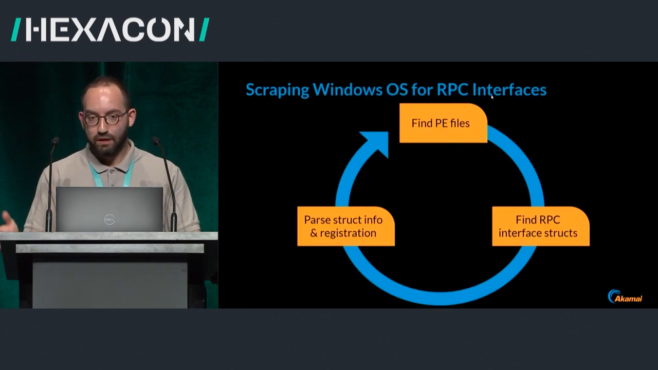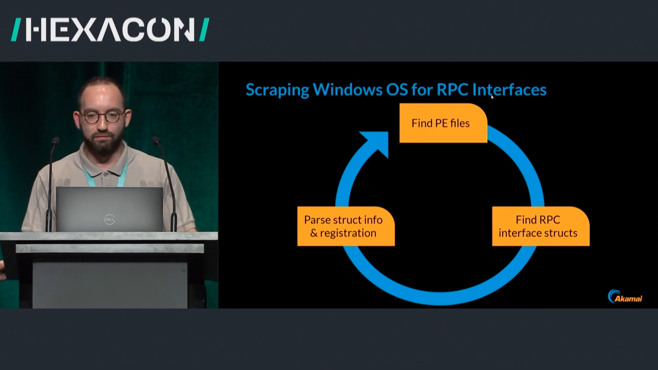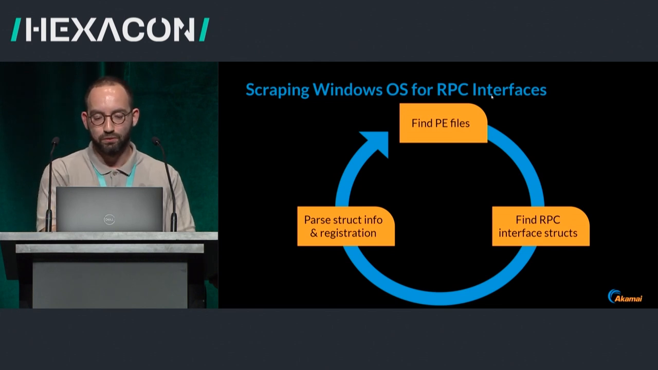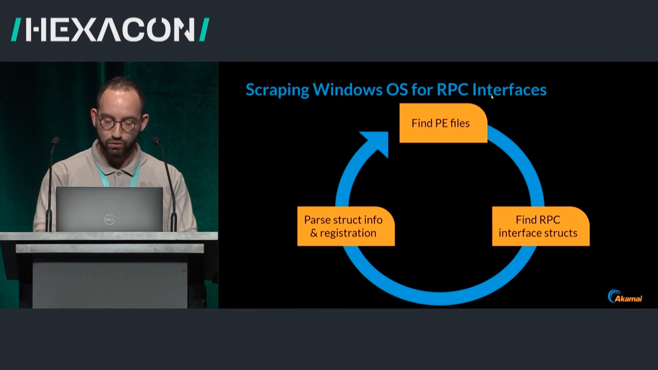So with that, we have a very basic methodology. We want to find all the PE files in the file system. Just go over system32, for example. In each one of them, we want to find all RPC interface structures and then parse those structures to find function info, and parse the registration to look for caching or caching restriction.